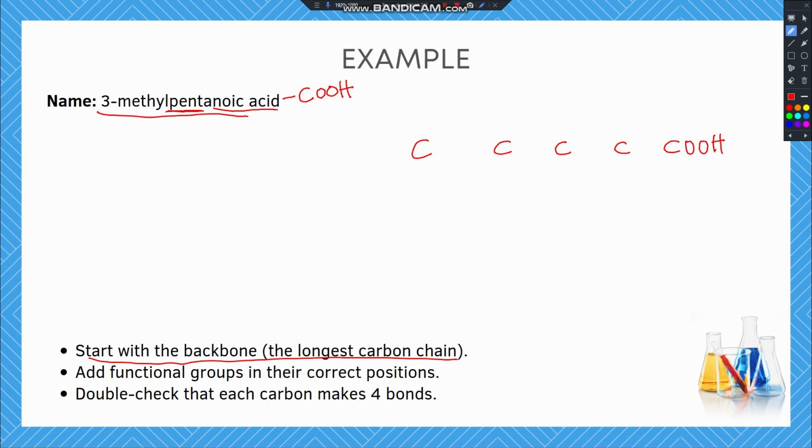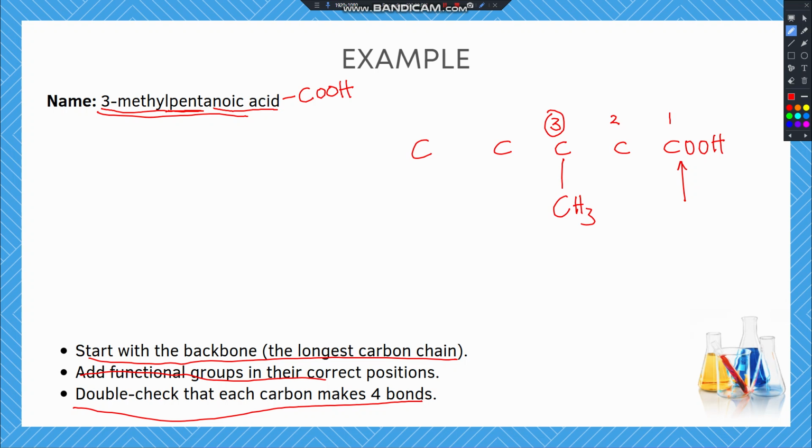over here. So now that we have identified the functional group, the next thing to do is to double check that each carbon makes 4 bonds. Now remember, there is a prefix over here that says 3-methyl. This functional group definitely takes the priority, so we're going to start counting from the position closest to it. So we have carbon number 1, carbon number 2, carbon number 3. So the methyl is going to be on carbon number 3. So let's indicate the presence of the methyl branch over here.